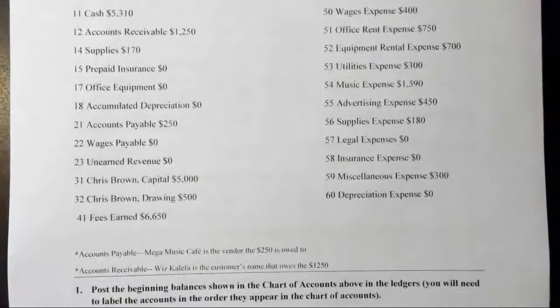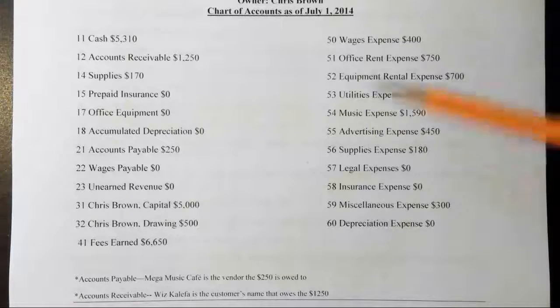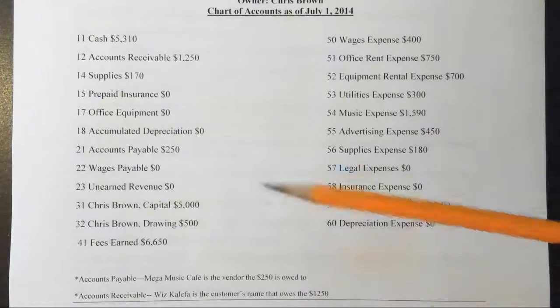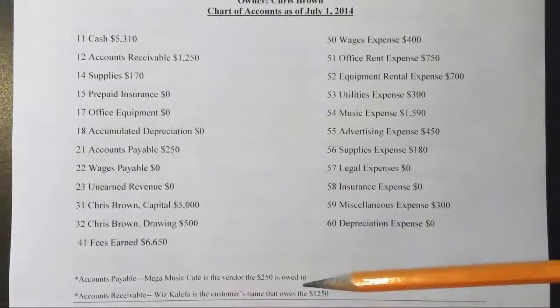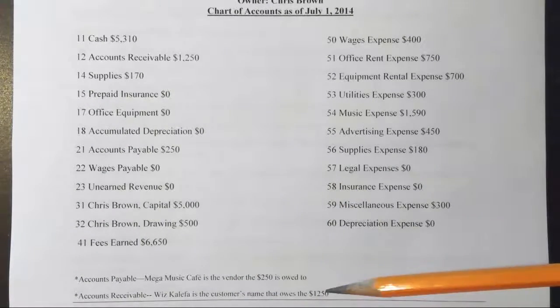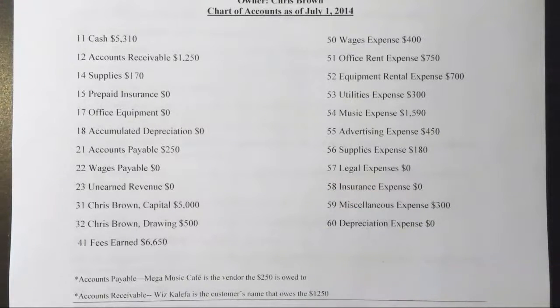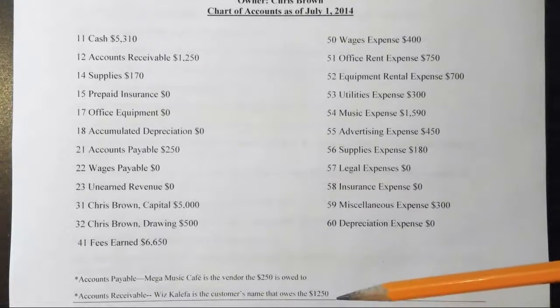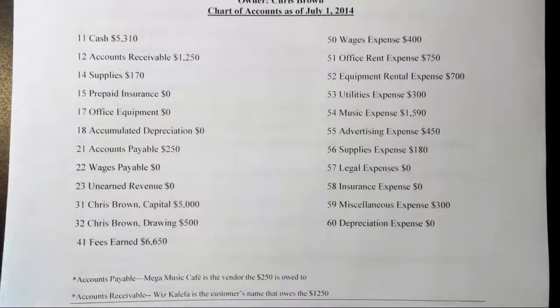One of the notes that we've been given here as far as this company is concerned is that the accounts payable, $250, is owed to the Mega Music Cafe, and the accounts receivable of $1,250 belongs to a customer named Wes Khalifa, and he owes us some serious money. Alright, so let's get to recording these transactions.